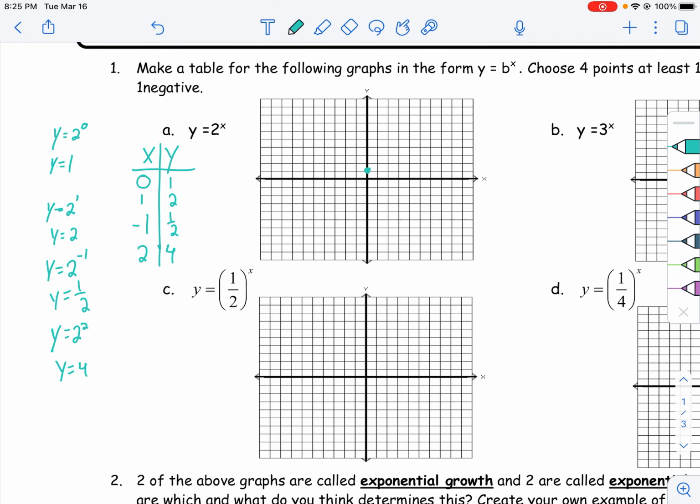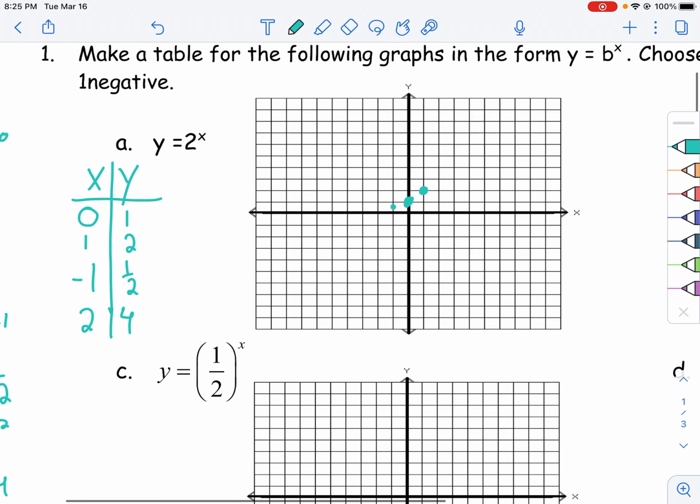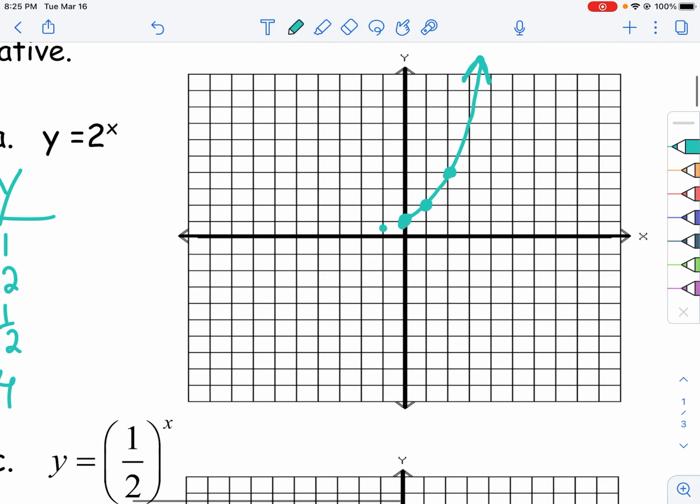We're at 0, 1. We're at 1, positive 2. We're at negative 1, positive half, so right here. And then we're at positive 2, positive 4, which would be right here. So if we're going to graph this, it's going to go up like this to the right. But let's think about what's going to happen to the left. We're going to come down through that point.